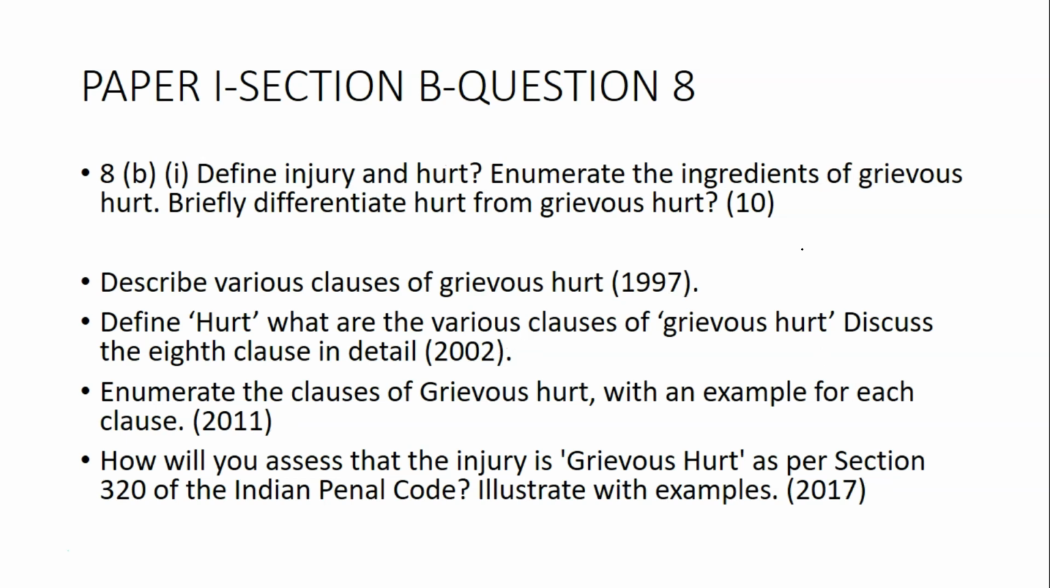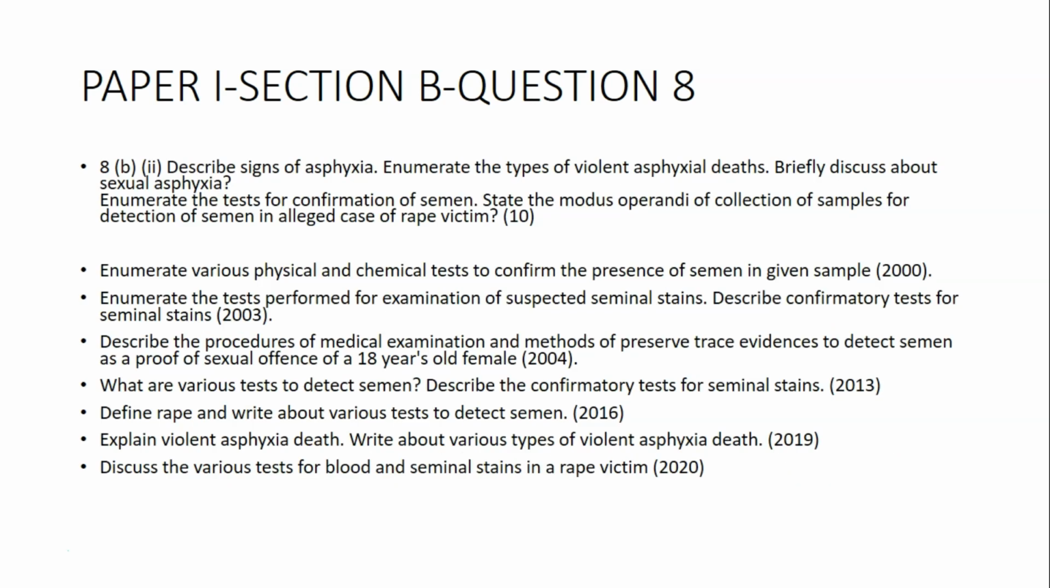So from the forensic medicine point of view, injuries are always important, though it be a gunshot injury, entry wound and exit wound, and though it be hurt or injury. And asphyxial injuries, like you see, next question is what is asphyxia, what are the types of violent asphyxial death, what is sexual asphyxia, and again seminal stain. So blood and semen study, blood and seminal stain study.